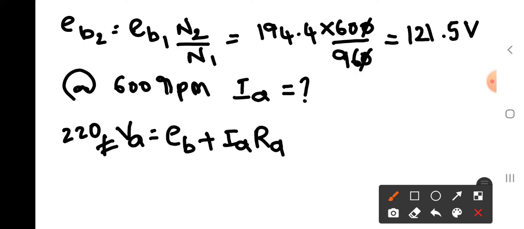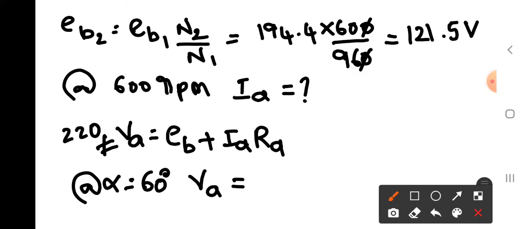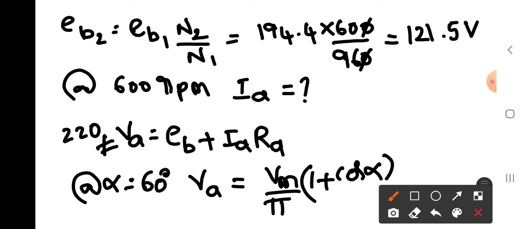He has given that alpha is 60 degrees. So at alpha equal to 60, as it is a single phase semi controlled converter, VA is Vm by pi into 1 plus cos alpha. Everyone can solve this very easily, but the question is how you take the value of Vm. This is also very important.